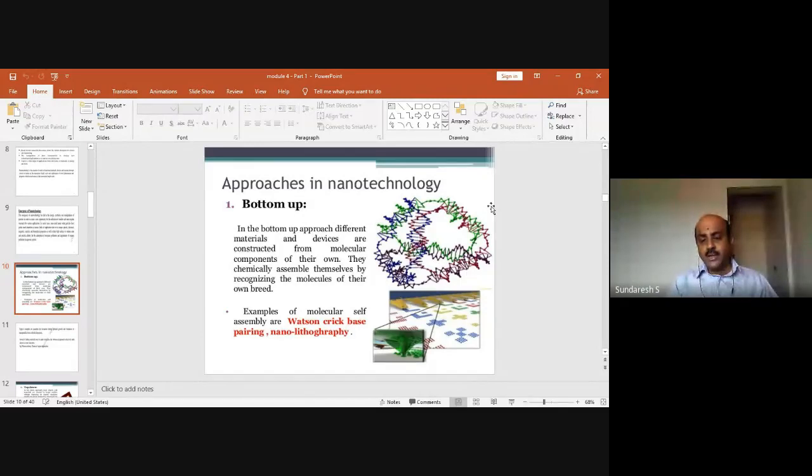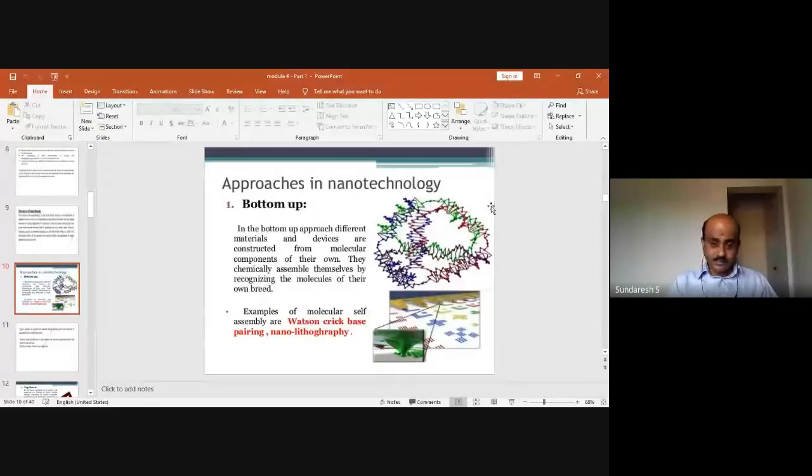So when you add the molecules from the bottom, first you are going to have molecules at the bottom layer, then the next layer, next layer. So what happens here in the bottom-up approach, the molecules will start assembling themselves chemically by just recognizing the molecules of their own breed. The molecules of the same group will start assembling chemically by recognizing their molecules.